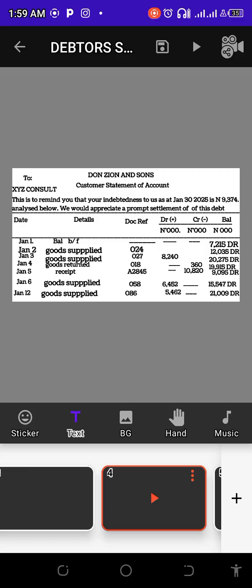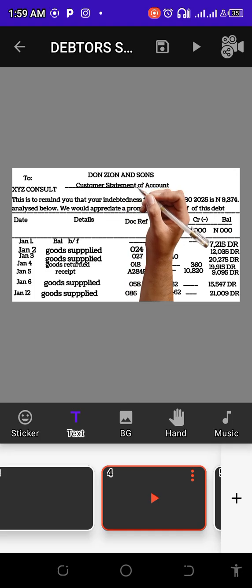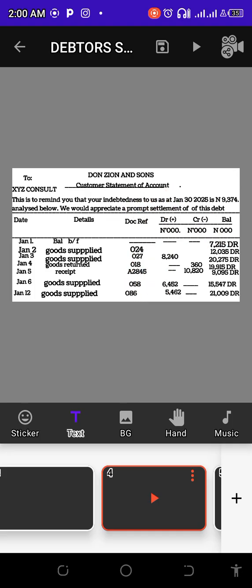So we are going to continue in the next slide. We are going to carry forward this 21,000 naira to the next slide. So when we carry it to the next slide, we begin from there. We'll start the posting from there.